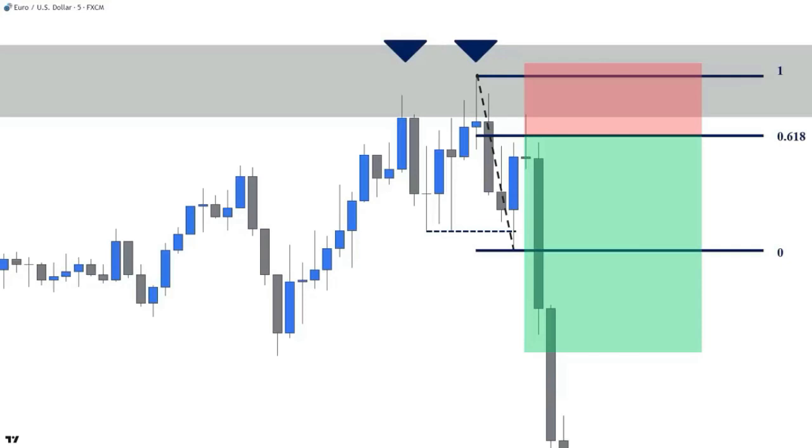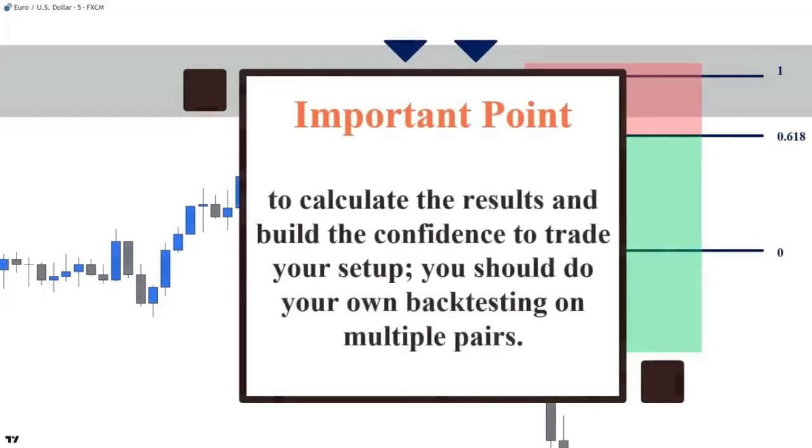Now this setup is not limited to this technique, and you could use multiple price action entry reasons to place the trades. For example, this long wick rejection candlestick. But the important point here is that to calculate the results and build the confidence to trade your setup, you should do your own backtesting on multiple pairs.